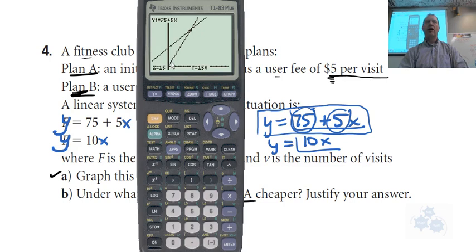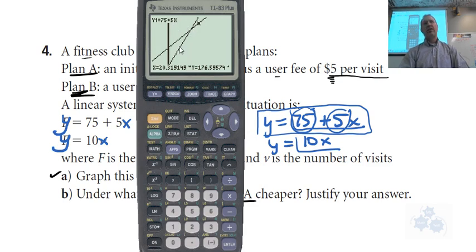Now, let's say you are a super duper in shape person and you love going to the gym all the time. And you know that you're going to go more than 15 times. Let's say this is a month. I don't know if it said. But let's say you're going to go more than one every other day. You're going to go every day. So check it out. Which plan are you going to choose if you go more than 15 times? You're going to choose this plan that has the lower rate per day. Does that make sense?